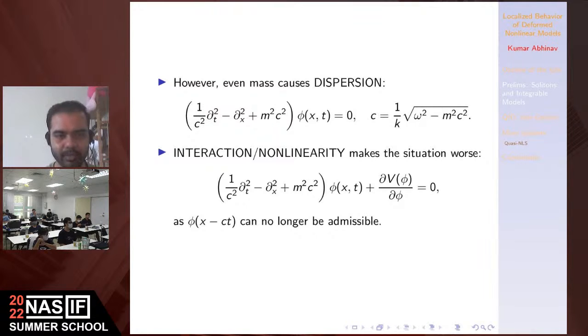Okay, so the argument is that if there is nonlinearity, harmonic solutions are not available, and that's why the velocity is different for different portions.